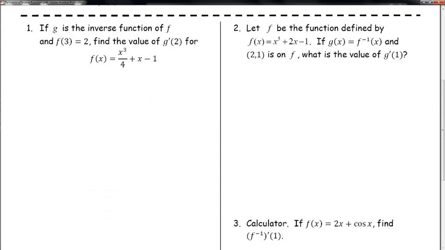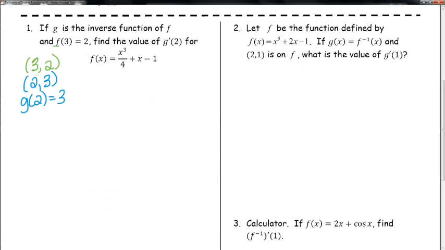Number 1, if g is the inverse function of f and f of 3 is equal to 2, find the value of g prime of 2 for f of x is equal to x to the third divided by 4 plus x minus 1. And so when we're talking about an inverse, the point for f is 3, 2. If g is the inverse of that, we're switching those x and y coordinates. And so the y coordinate now becomes the x coordinate for my inverse. Remember, we're switching x and y. That's what inverse means. And so g of 2 is equal to 3.